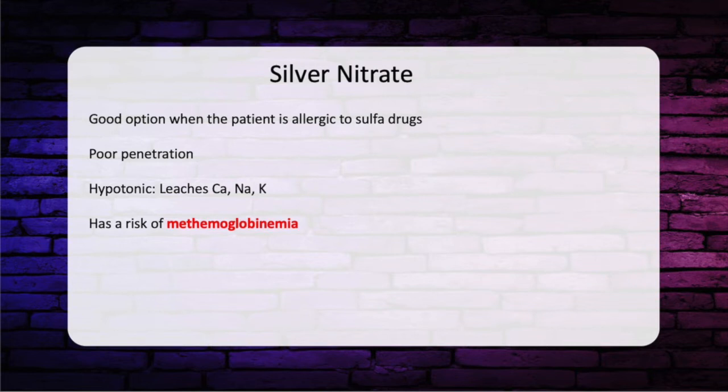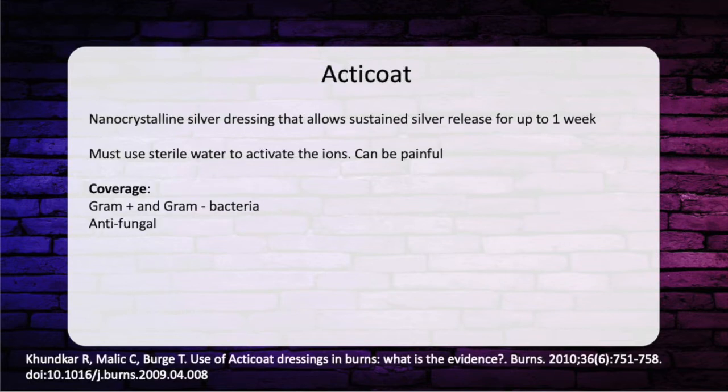Yeah, sure. So silver nitrate you can use if the patient's allergic to sulfa. It does have poor penetration. It's hypotonic. It can leach out calcium, sodium, and potassium. And the side effect, there's a risk rather of methemoglobinemia. Do you want to talk about Acticoat? Yes, Acticoat is a topical dressing that you need to add sterile water to activate the ions on it, leading to both antibacterial activity for gram-positive and gram-negative, and also has antifungal capabilities as well.